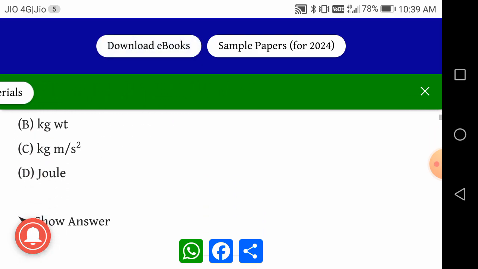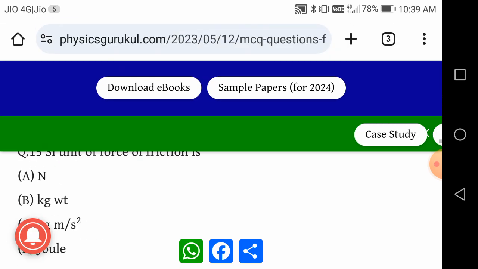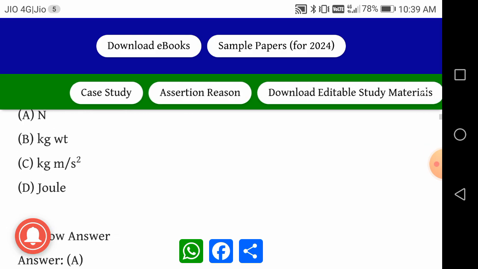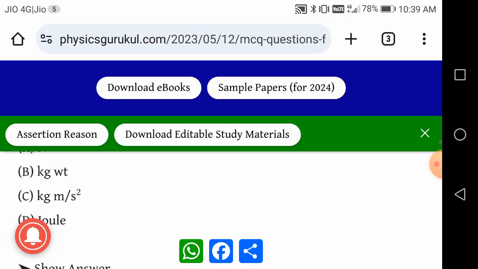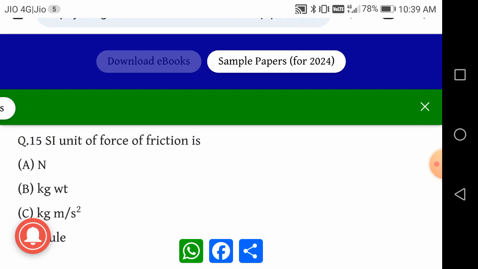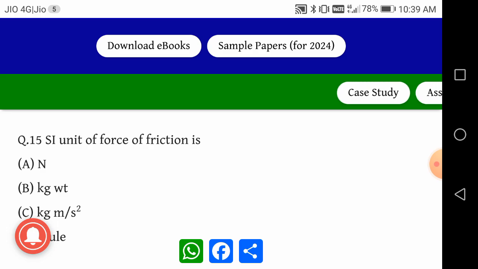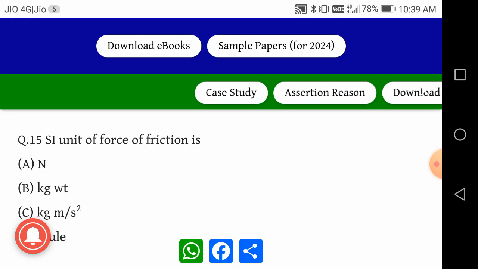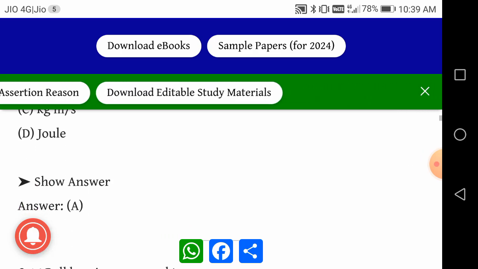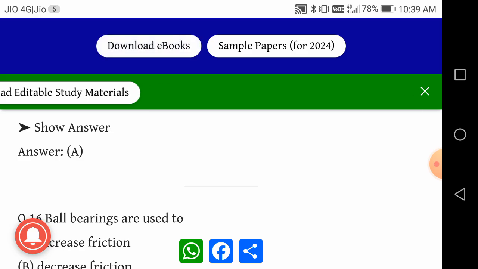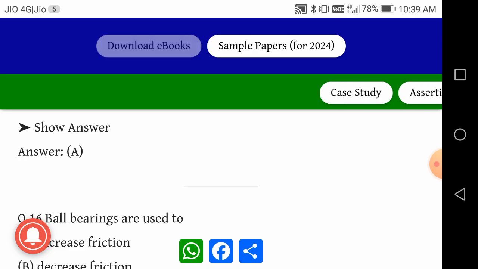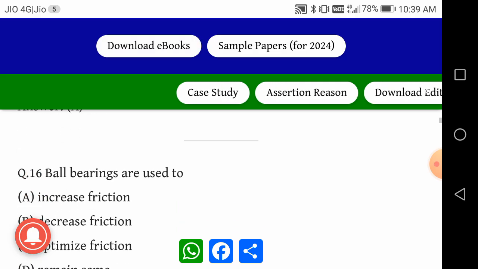SI units of force of friction. What are these SI units? It is newtons. SI means Système International. Units of force are newtons. Kg meter per second square is also called newton, but to be specific, it is newton. Kg weight is not the SI unit, it is a gravitational unit. It is equal to 9.81 newtons, or g newtons, numerically equal to the acceleration due to gravity.